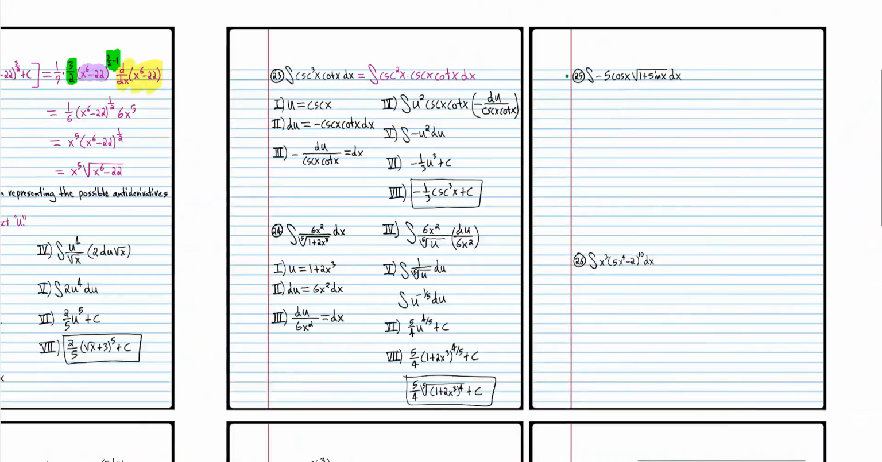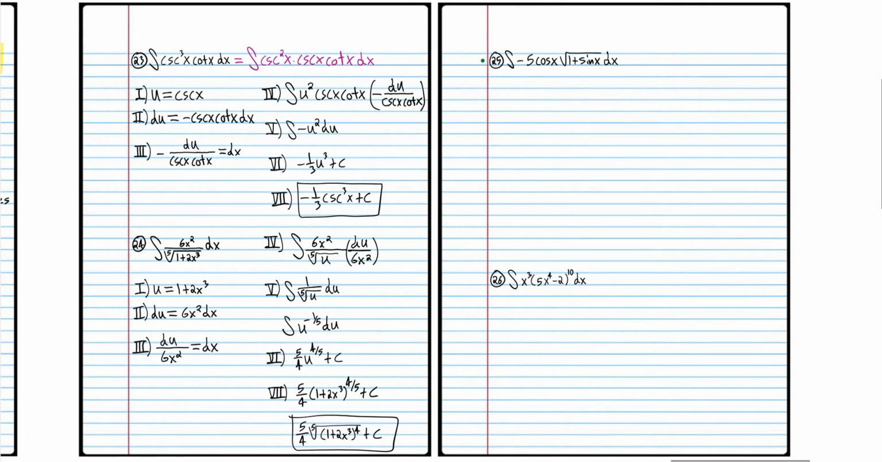And I'm going to leave numbers 23 and 24 in the window. And I want you to try number 25. Now, step 1 is to determine what u is going to be. Now, I want this to go smoothly for you, so I'm going to tell you right now what u is going to be. Remember, u is usually the inside function. If there's a function on the inside of an expression, that's usually what it's going to be.